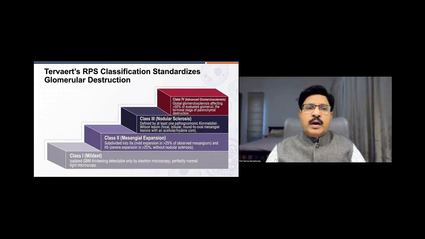Now, Tervaert's RPS classification standardizes the glomerular destruction. Number one, mildest destruction, GBM thickening alone is there. Then class 2 is the mesangial, A and B. 2A is mild expansion in the mesangium, more than 25%. 2B, severe expansion more than 25% without nodular sclerosis. 3 is nodular sclerosis. 4 is the advanced glomerular sclerosis.